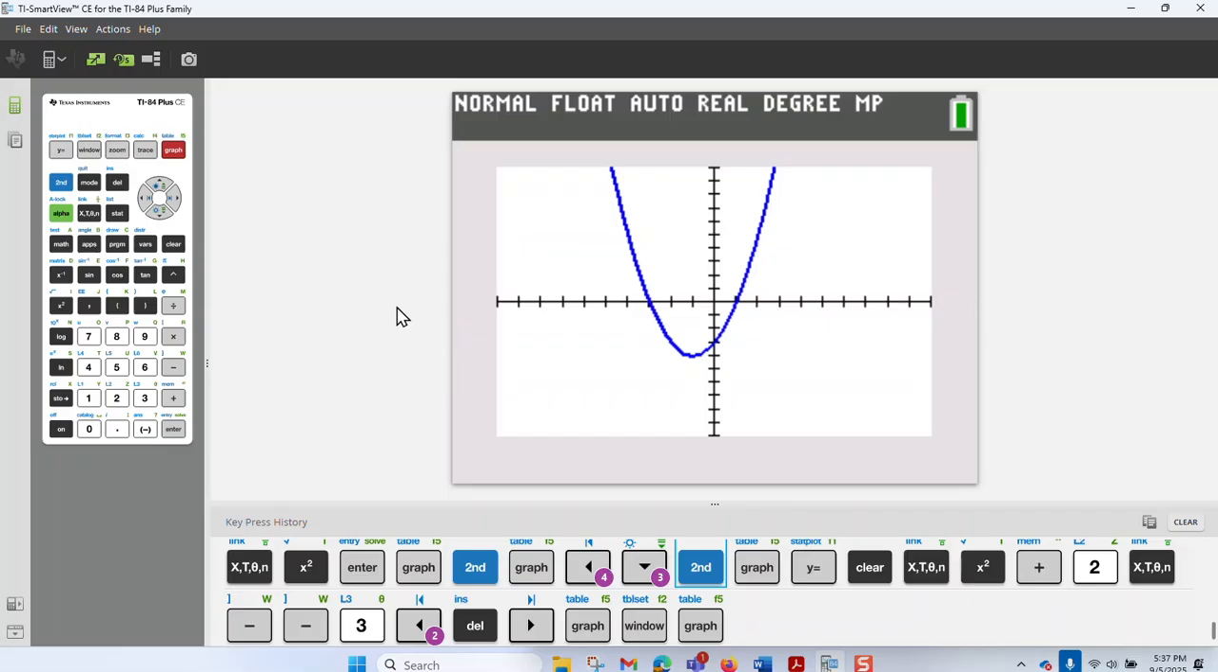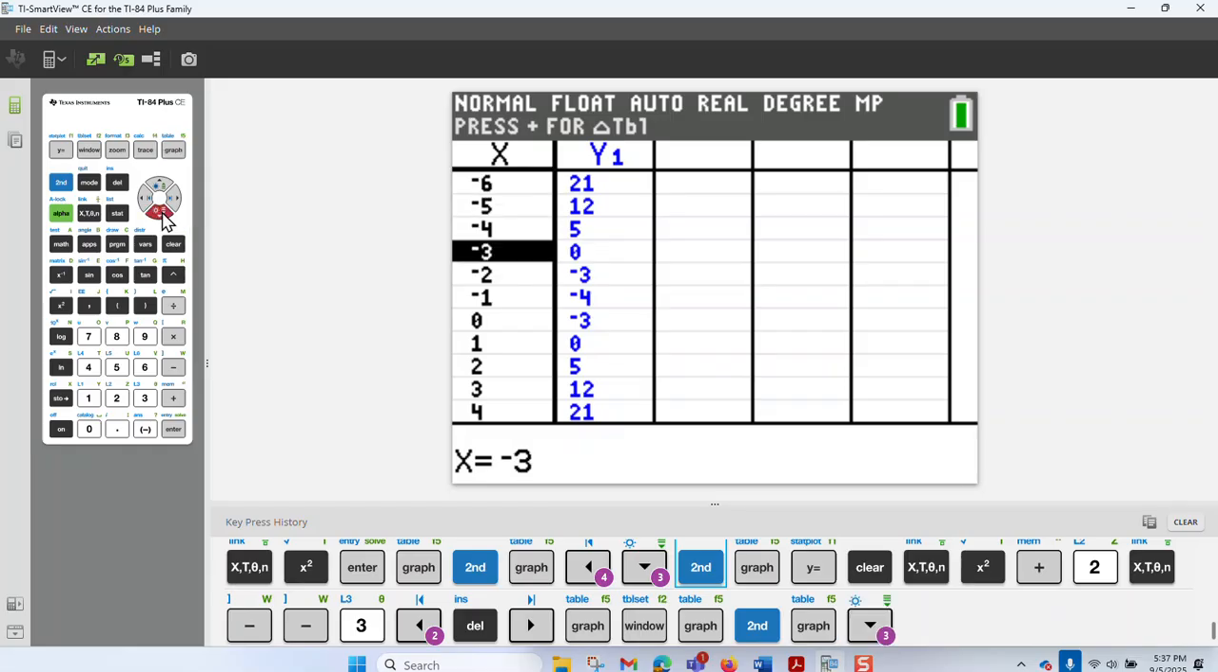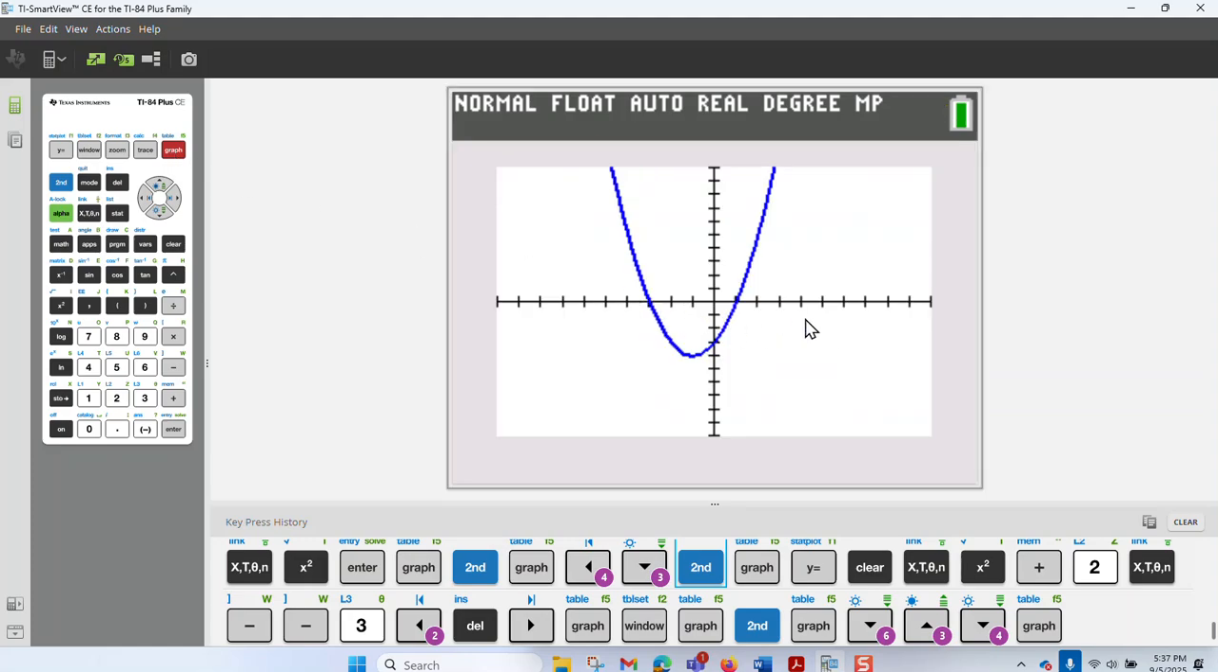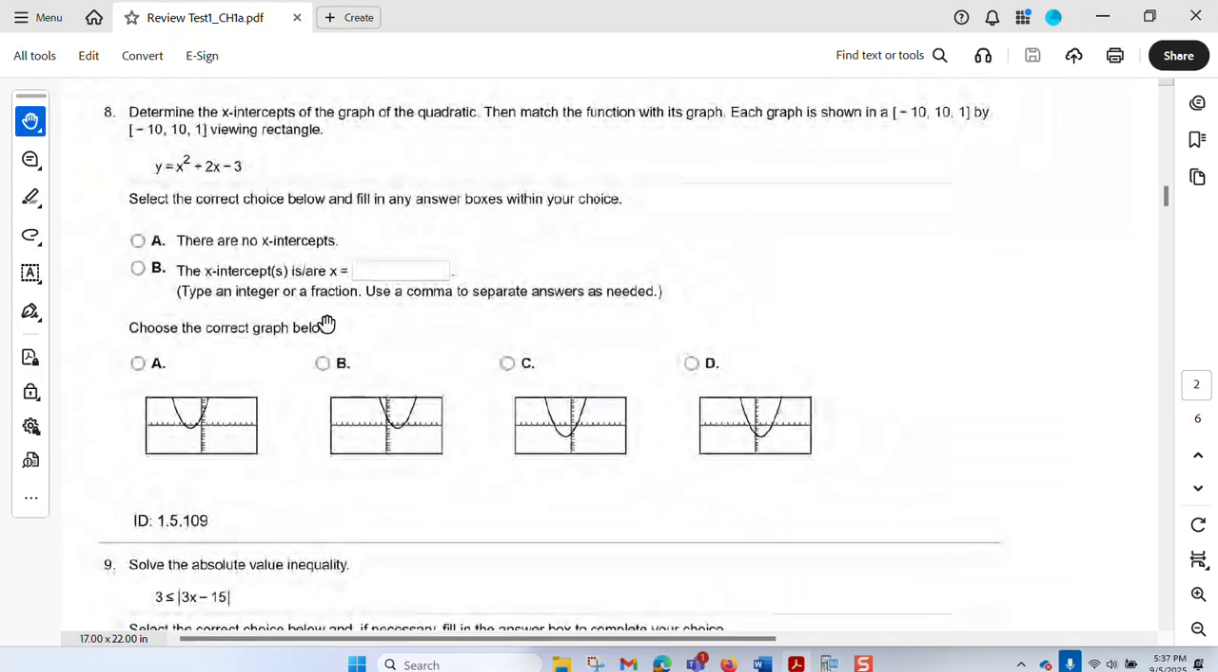This x-intercept here looks like 1, 0. This one is 1, 2, 3, negative 3. So when x is negative 3, it looks like y is 0. When x is 1, it's also 0. If you're not quite sure, we can go to the table to double check. Yeah, when x is negative 3, y is 0. And when x equals 1, y is also 0. So those are the x-intercepts. That's exactly how you do it from here. This graphing should be pretty straightforward.